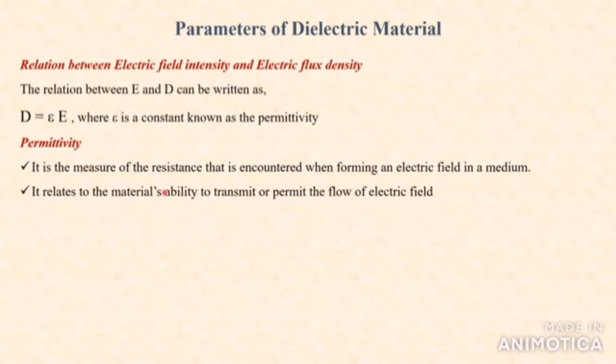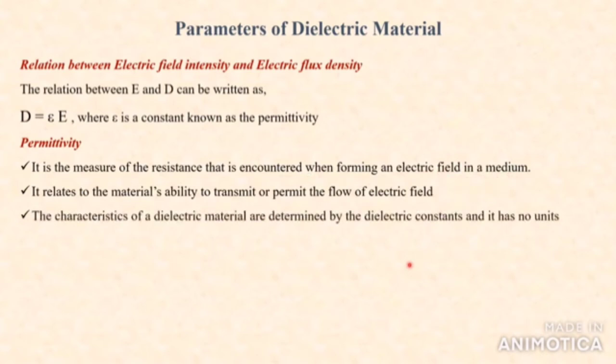Permittivity is the measure of the resistance that is encountered when forming an electric field in the medium. It relates to the material's ability to transmit or permit the flow of the electric field.